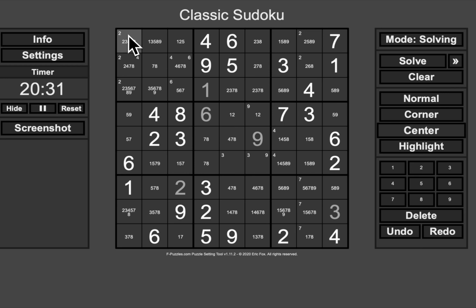Let's see. I've got a weird X-wing on 2s. The 2s are either here or here. Let's see. These are 7 and 8, so this can't be 7 or 8. I think that has to be 4. Which crucially means these are not 4.